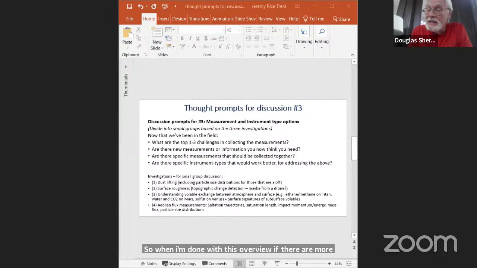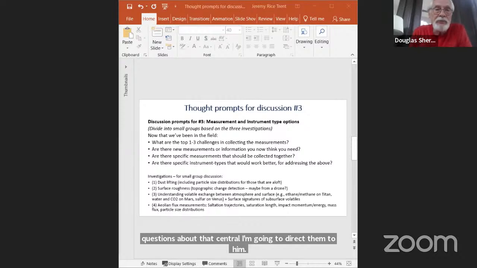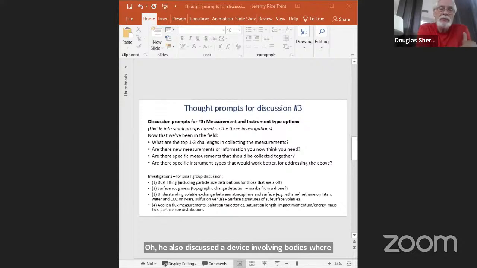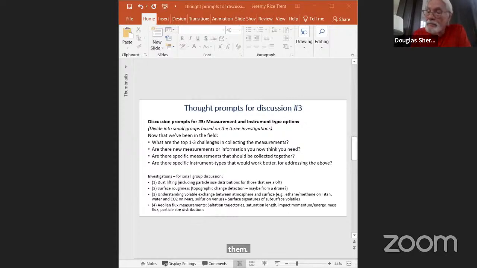He also discussed a device involving bodies where grains of only certain sizes will have enough momentum or inertia to impact the bodies rather than be deflected around them. So these are used to detect saltation and sizes.